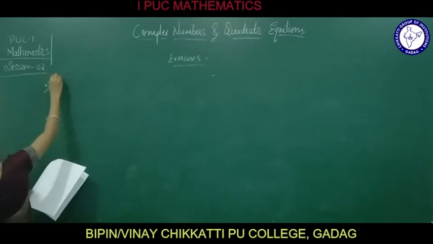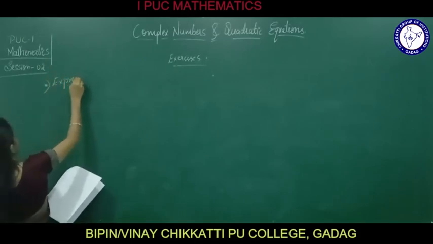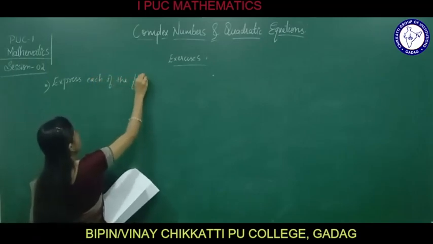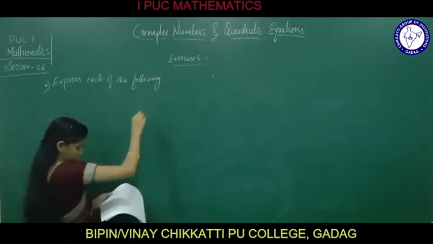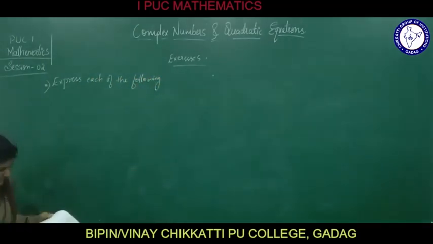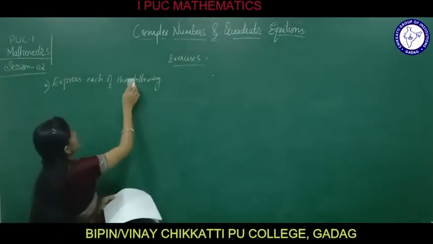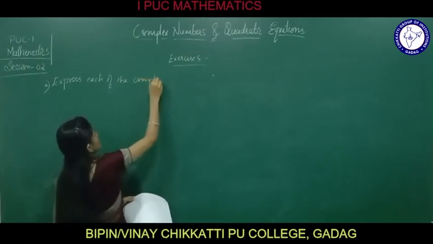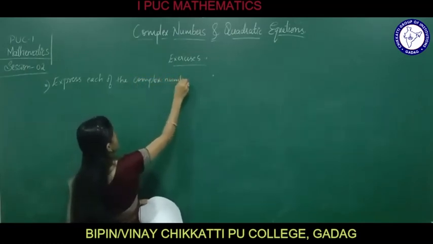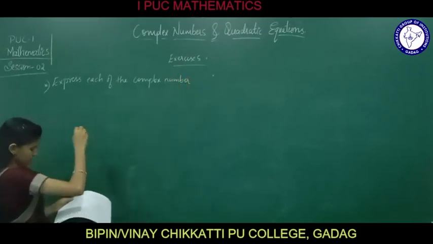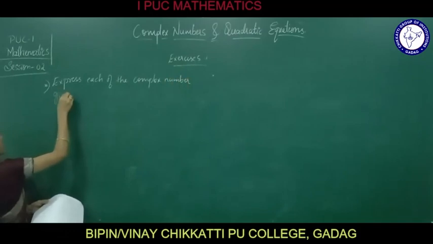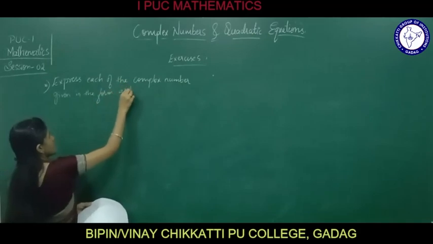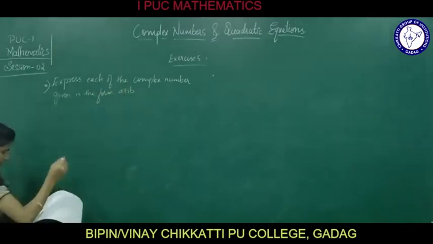Express each of the complex numbers given in the form a plus ib. Among that, which one is the first one?